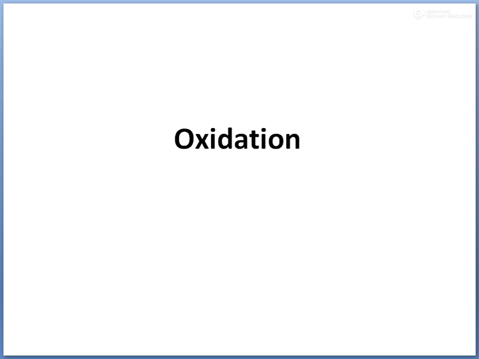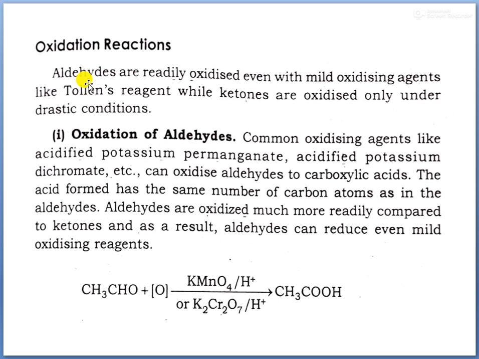Now let us see the oxidation reactions of aldehydes and ketones. Aldehydes are readily oxidized even with mild oxidizing agents like Tollens reagent, while ketones are oxidized only under drastic conditions. Let us first see the oxidation of aldehydes. Common oxidizing agents like potassium permanganate, acidified potassium dichromate, etc. can oxidize aldehydes to carboxylic acids. The acid formed has the same number of carbon atoms as the aldehyde.